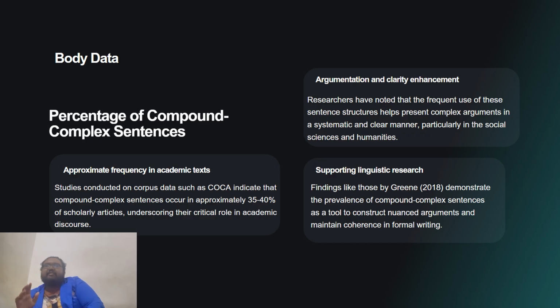Argumentation and clarity enhancement: researchers have noted that the frequent use of this sentence structure helps present complex arguments in a systematic and clear manner, particularly in the social sciences and humanities. Supporting linguistic research: findings like those by Green, 2018, demonstrate the prevalence of compound-complex sentences as a tool to construct nuanced arguments and maintain coherence in formal writing.